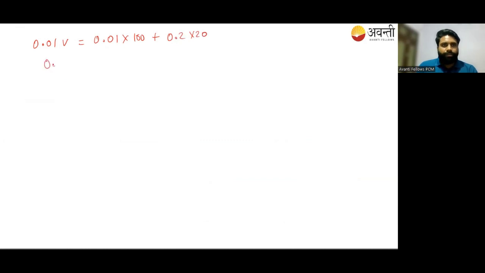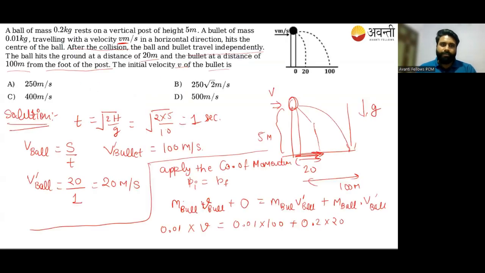So 0.01 V equals 1 plus 4, which is 5. So V equals 5 over 0.01, multiplying with 100 on both sides, V equals 500 meter per second. The initial velocity of the bullet is 500 meter per second. So option D is the correct option. Now move on to the next slide.